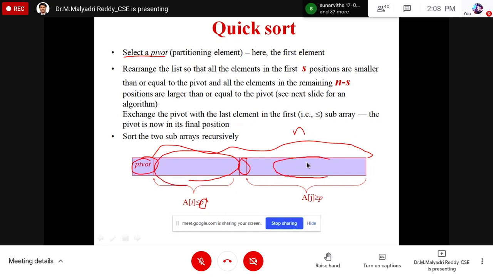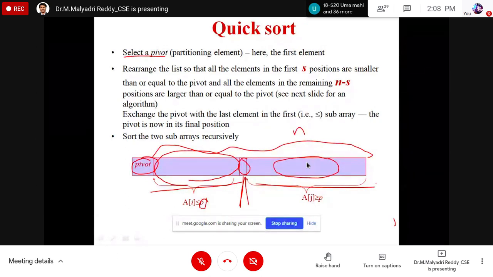The same process is repeated again for the left subproblem and the same on the right subproblem. This is the concept of divide and conquer and sorting the elements. Once we choose the pivot element and place it in the middle position, that element is sorted. Next we need to solve the left array and right array. This is the concept of quicksort.